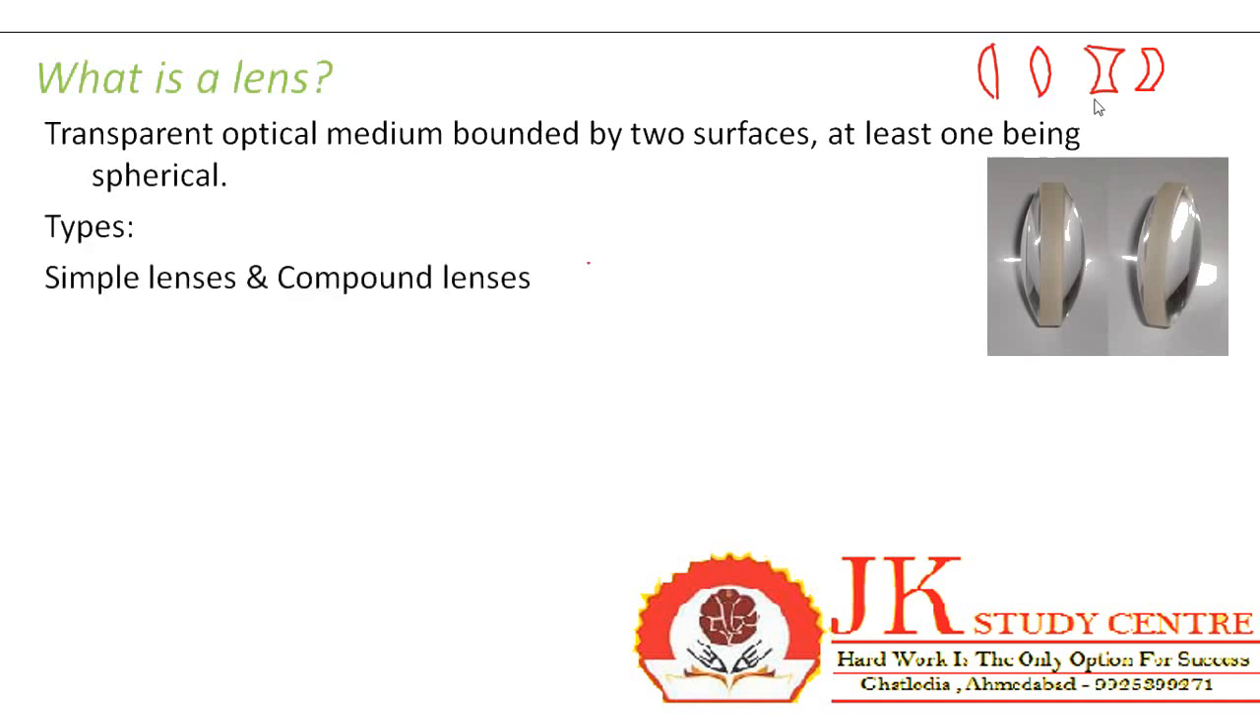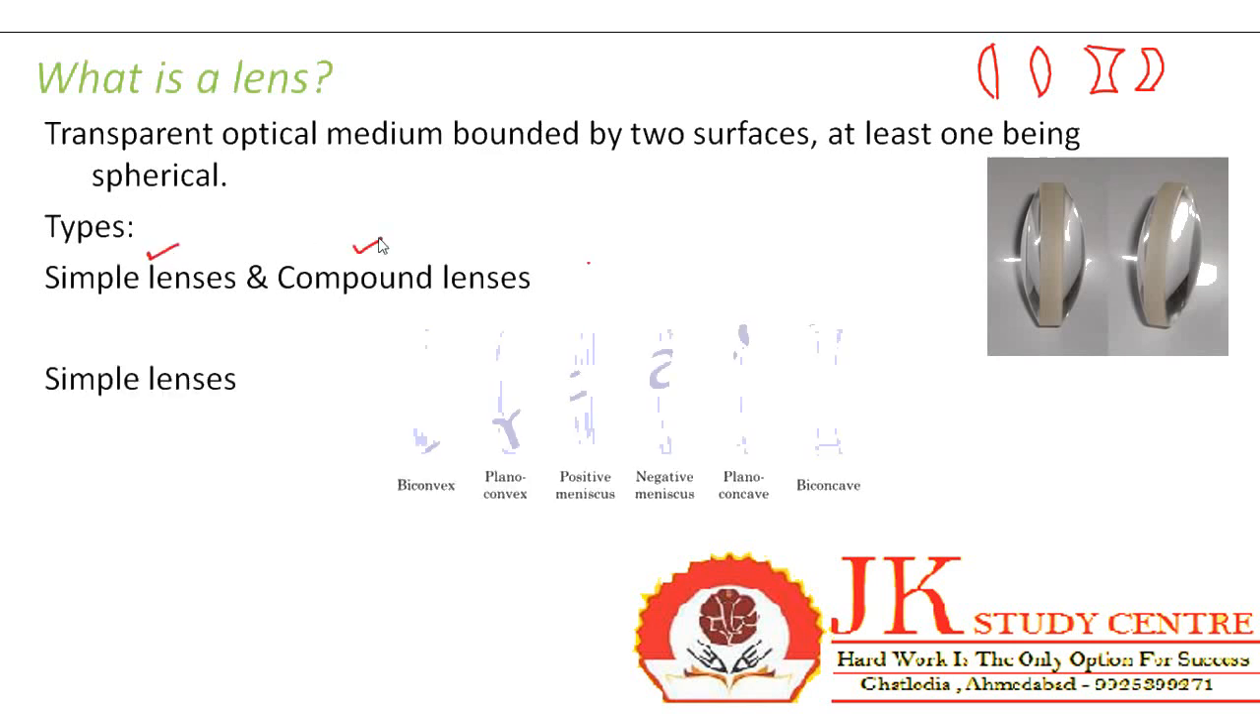However, we divide lens into two broad categories, that is simple lenses and compound lenses. Now what are simple lenses? Under simple lenses you have all these different lenses which are formed by combination of one spherical surface and another spherical or plane surface. For example, this is formed by two convex surfaces, that is called a biconvex lens. This is formed by one plane and one convex, therefore called plano-convex. This is made up of one concave and one convex, so it is called positive meniscus or concavo-convex. Similarly, this is made up of two convex, so this is known as negative meniscus. This is made of one plane and one concave called plano-concave. That is made up of two concave and therefore called biconcave. So by combination of different spherical surfaces and plane surfaces, we get these different types of simple lenses.